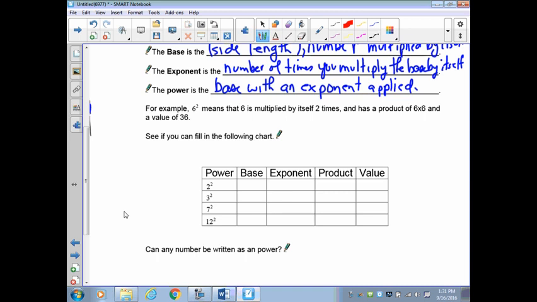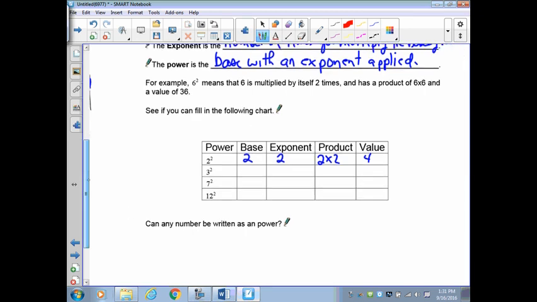All right, so the base in 2 to the 2 is 2. The exponent is 2. Written as a product is 2 by 2, and the value is 4. Now, if you couldn't get the first one, you can pause the recording and finish off the rest of them.